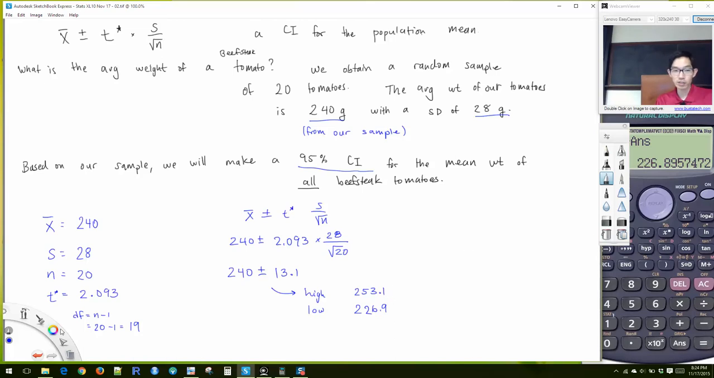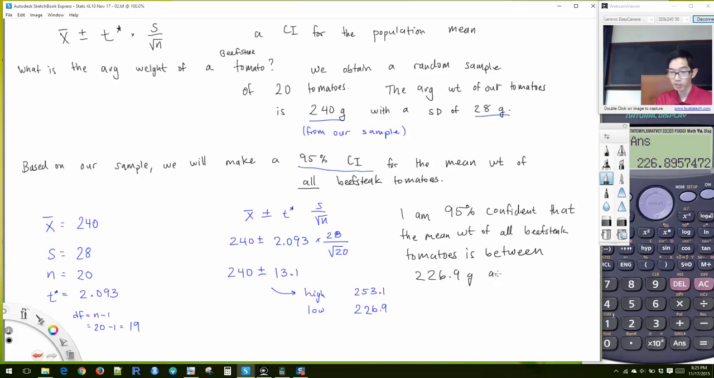Yes? So this is exactly the same as it was before, right? Except we're dealing with means rather than proportions. And so what do I say? I say I am 95% confident that the mean weight of all beefsteak tomatoes is between 226.9 grams and 253.1 grams.